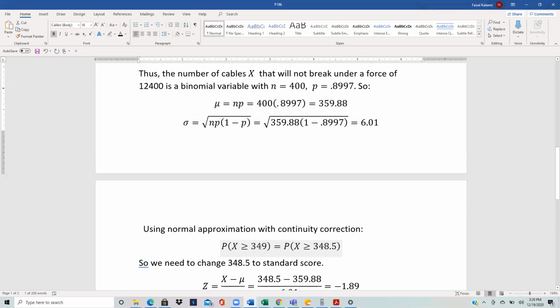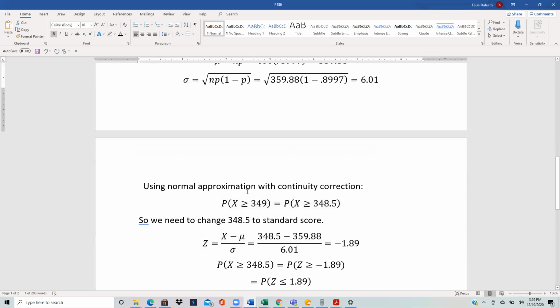Since we're using normal approximation, we use continuity correction, and X greater than or equal to 349 means X greater than or equal to 348.5 by continuity correction. At least 349 means greater than or equal to 349, and by continuity correction that means greater than or equal to 348.5, because anything that's 348.5 or greater rounds to 349, and this is saying 349 or more. So this is also saying 349 or more if we think of the discrete situation.